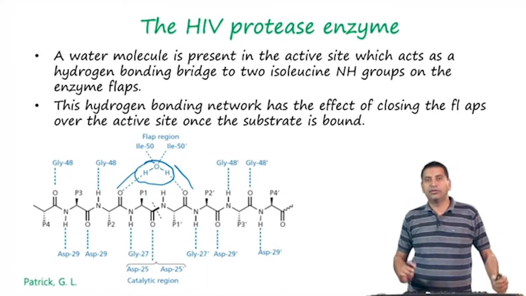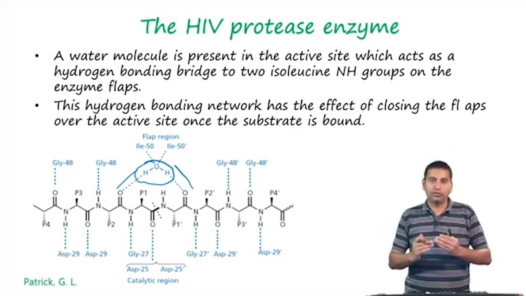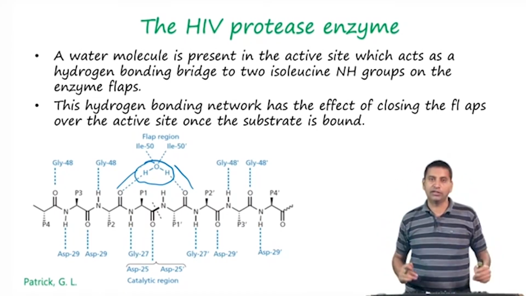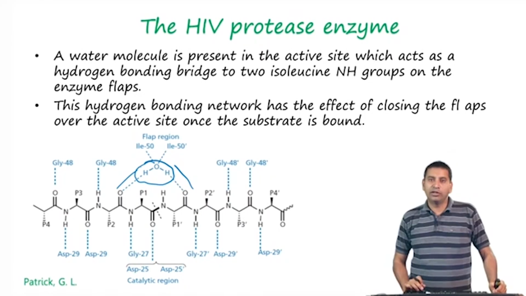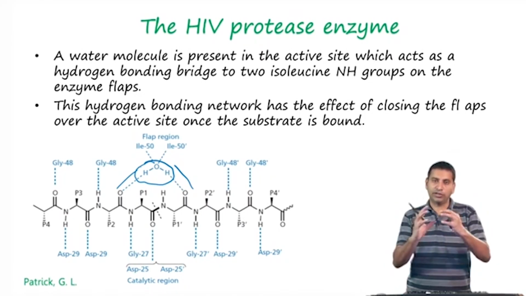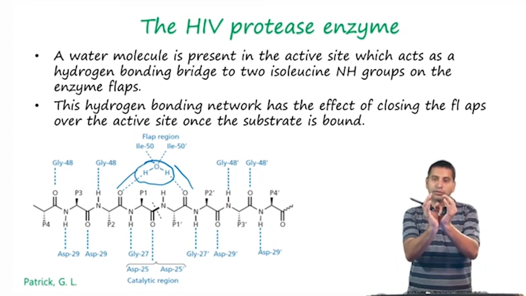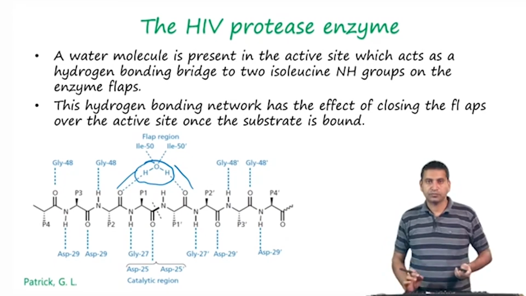What happens is that this bridges two isoleucine NH groups on the enzyme flaps. We have already looked at those two flaps in the enzyme, and so the hydrogen bonding network has the effect of closing the flaps over the active site once the substrate is bound. So, it is almost like the flaps are open and after the substrate is bound the flaps close.